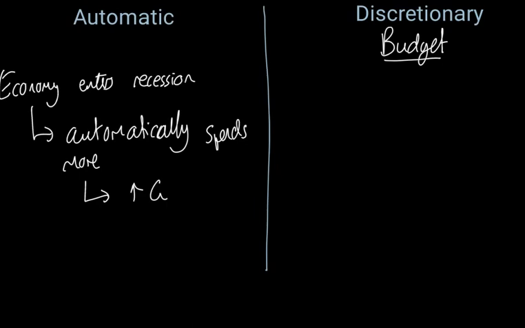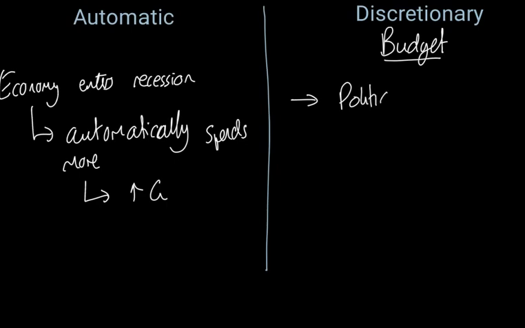Discretionary ones are slightly different. Discretionary ones are the ones where there is some deliberate decision making involved here. So what sorts of things will influence the levels of discretionary government spending?